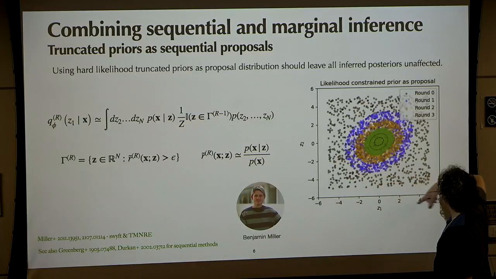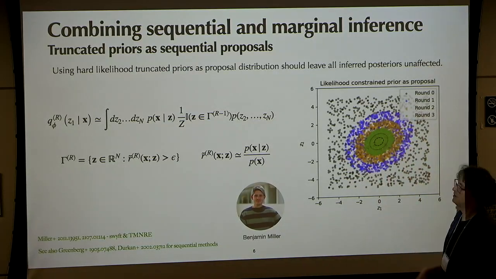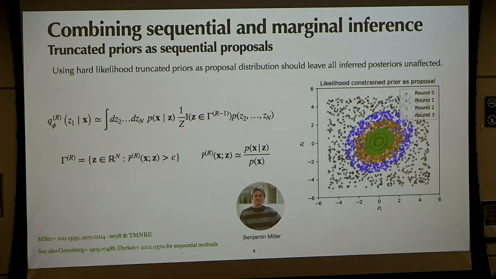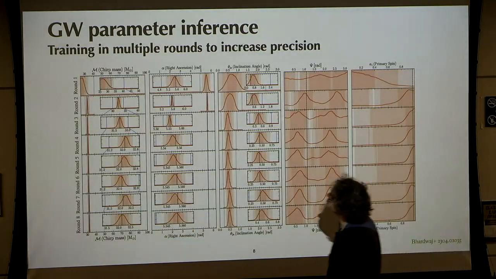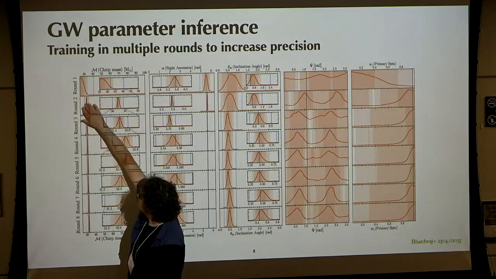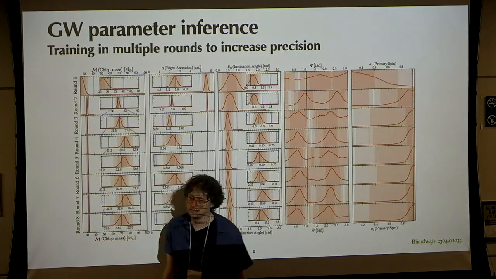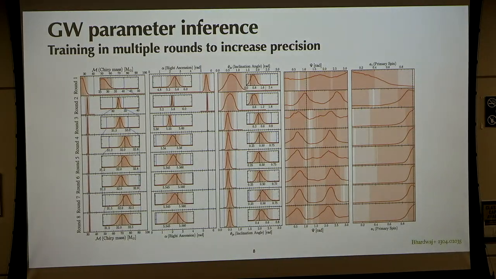Initially samples might be from this large parameter space, the true posterior might be here, and then sequentially one can zoom in. And this is the kind of stuff that works in practice. If you do this for gravitational waves, for instance, then initially the posterior for the chirp mass might be wide, and then in multiple rounds it shrinks to the correct answer. Good, so this was the last point that I wanted to make.